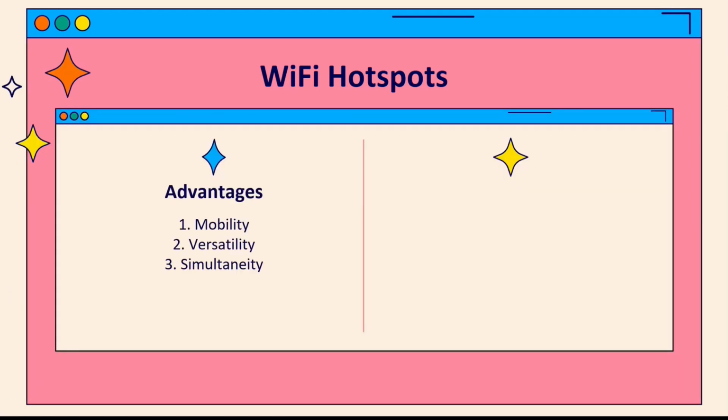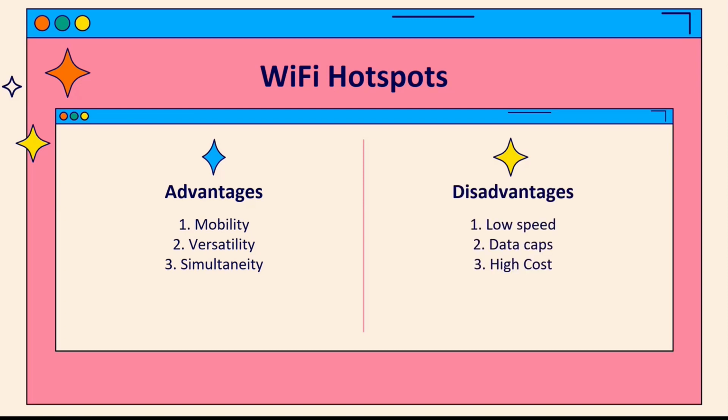The first benefit that I want to tell you about this method is its mobility. A Wi-Fi hotspot gives you internet access wherever you have a decent cell signal. The second advantage is related to its versatility, and the last one is its simultaneity. Most hotspots allow at least 5, sometimes 10 devices to connect simultaneously.